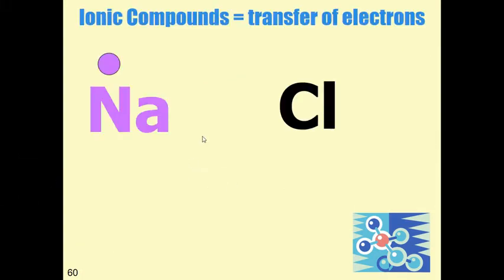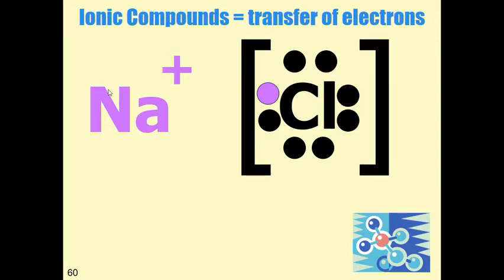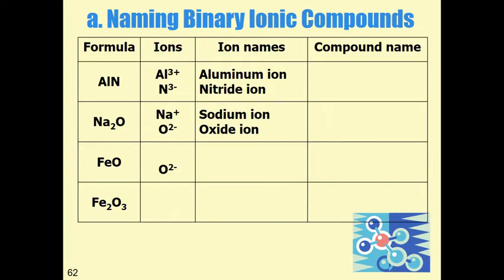To remind you what that looks like, there's an ionic compound. It is a transfer of electrons. Chlorine has 7 valence electrons. Sodium has 1. Sodium transfers its electron to chlorine. When it does that, it gets a positive charge. Chlorine gets a negative charge, and then they are held together by an electrostatic charge. Your overall molecule is neutral because you have a positive and a negative, and that balances out. It is neutral. Okay, so let's try some naming.